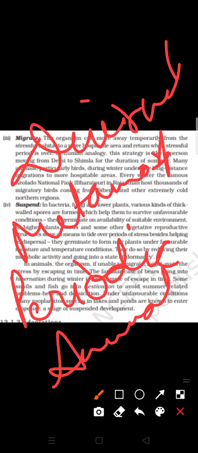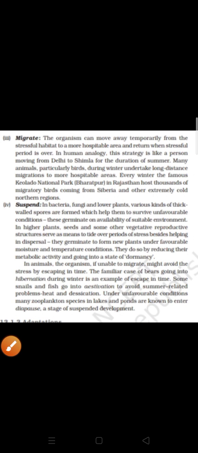Siberian cranes every year migrate to India at a specific period, from July to September. So this migration is known as the annual migration. I hope migration is clear.